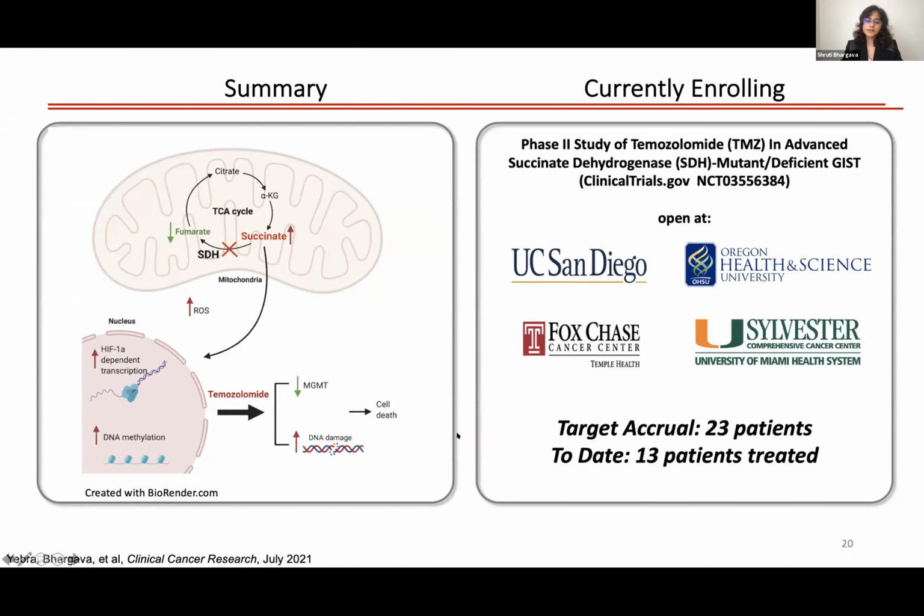So because of the promising results in phase 1 clinical trial, we developed a phase 2 clinical trial with temozolomide in advanced succinate dehydrogenase mutant or deficient GIST, which is currently ongoing, and it is open at UC San Diego, Oregon Health and Science University, Fox Chase Cancer Center, and University of Miami. Our target accrual aim is 23 patients, and today 13 patients have been treated.